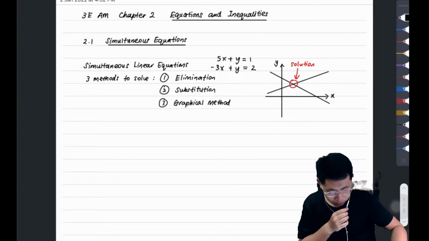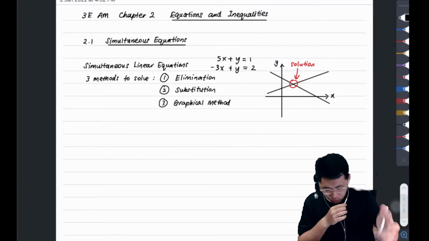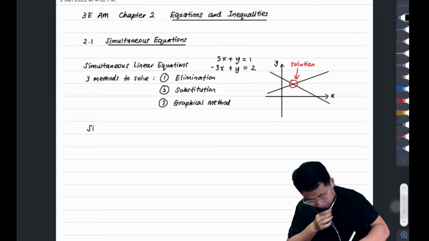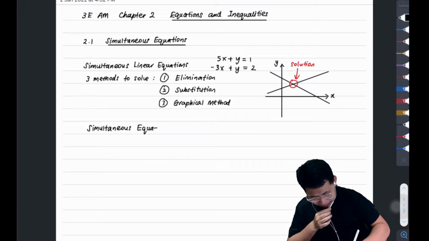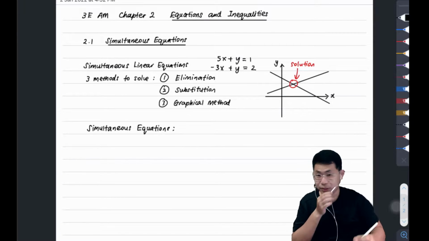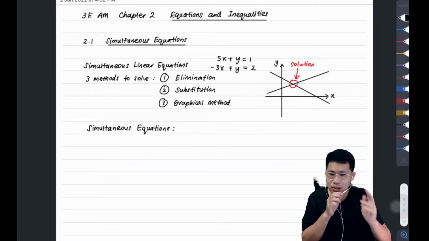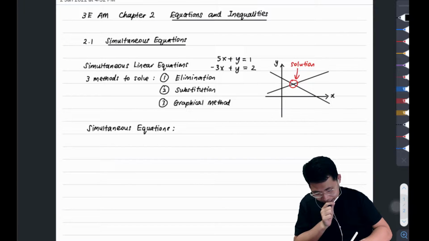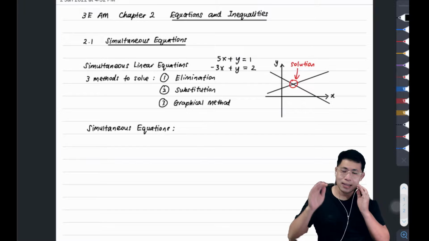This year, as you can see from the title, we are removing the word linear, so we are no longer dealing with straight lines. We are just dealing with simultaneous equations in general. And with simultaneous equations in general, we also have 3 methods to solve, but let's examine them one by one.